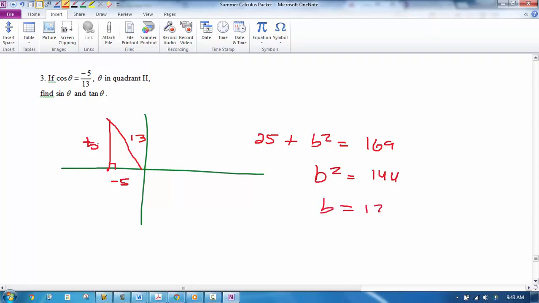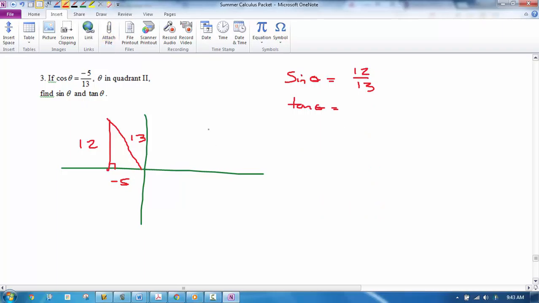If I square root both sides, so now that I know this is 12, I can find what they're wanting me to find, which is sine and tangent. So sine of theta equals opposite over hypotenuse, so that'd be 12 over 13. And tangent of theta is opposite over adjacent, which is 12 over -5, so -12/5.